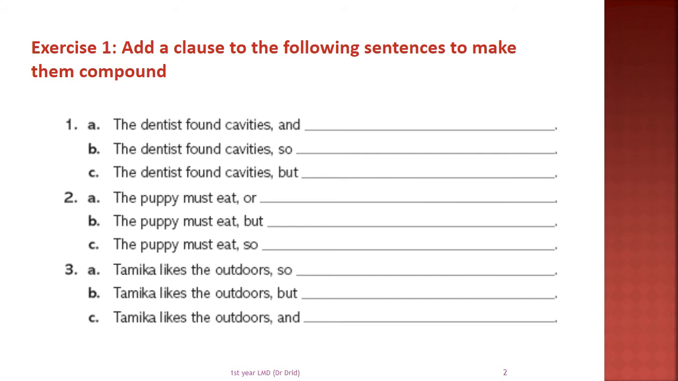Now you test yourself. This is an exercise. In this exercise, you have the first clause, the comma and the coordinating conjunction, and you should add another independent clause to make a compound sentence. When you vary the coordinating conjunction, the meaning will change and the relationship between the two clauses will change. The meaning of and is different from the meaning of so and also from the meaning of but. So you have to think about the appropriate idea that you will add in each sentence.